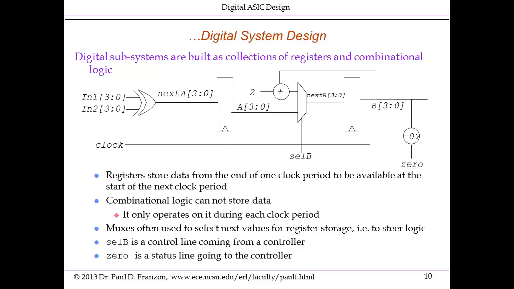We have a mux here producing next B, and select B, cell B, is actually a control line coming from the controller manipulating that mux. And this is actually a fairly common construct, and we'll talk about this more later. Notice there's a 0 flag being produced here. B is being monitored. If it's equal to 0, this line labeled 0 goes high. This is the status line going to the controller. We'll be talking about separating data and control paths in a few classes' time.